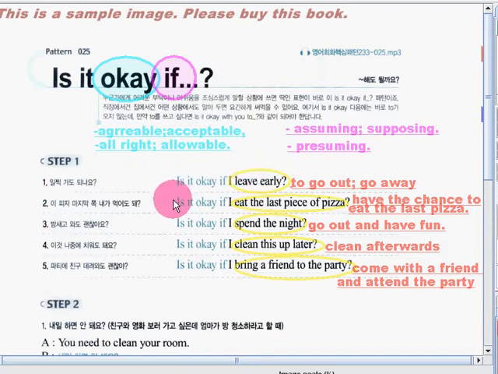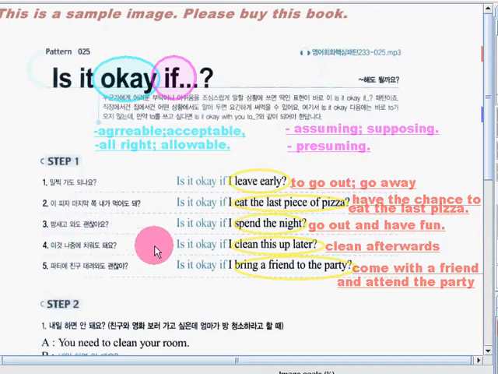Number 2. Is it okay if I eat the last piece of pizza? Okay, so that means you're asking if it's agreeable if you will eat the last piece of pizza. So that means you have the chance to eat the last pizza. Maybe other people with you also want to eat that pizza. So you are asking all of them.